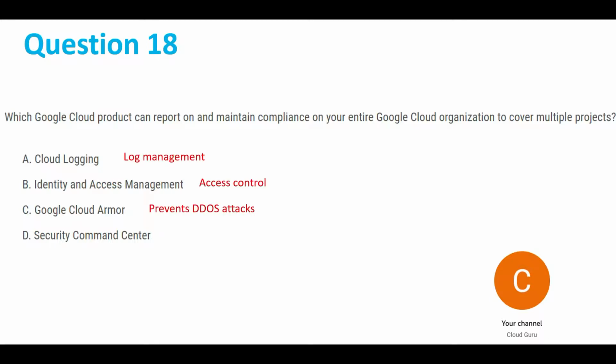So here's a slide explaining why A, B, and C are not the answers. Please go through the options. So clearly, since A, B, and C have been eliminated, D, Security Command Center is the answer. So for question 18, D, Security Command Center is our answer.